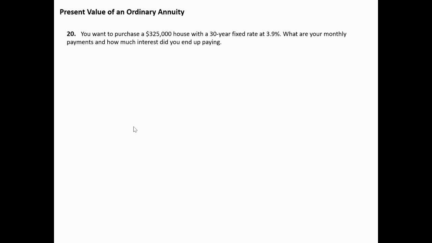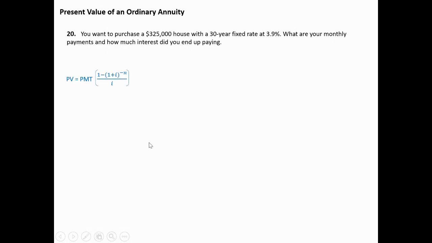Okay, now let's bring it to life now. Say this is you here. Say you want to purchase a house for $325,000. Most of the times, the interest rates are fixed for 30 years. And at times there's 20 and there's 15, but most of them are for 30 years. So in this case, it's 30 years, fixed rate at 3.9%. That's how much you pay in interest. What are your monthly payments and how much interest did you end up paying? Okay, so let's see how it is.